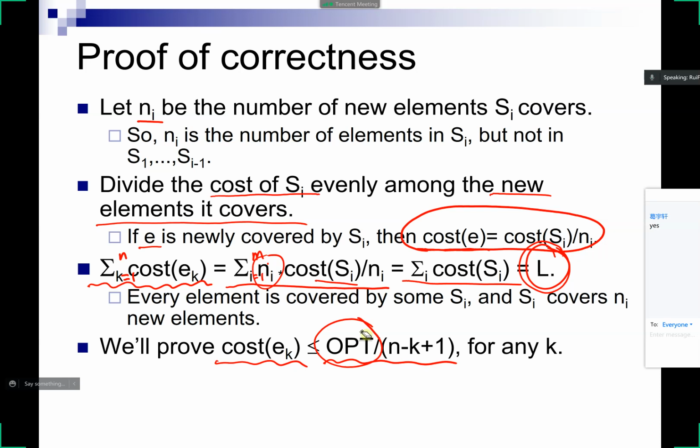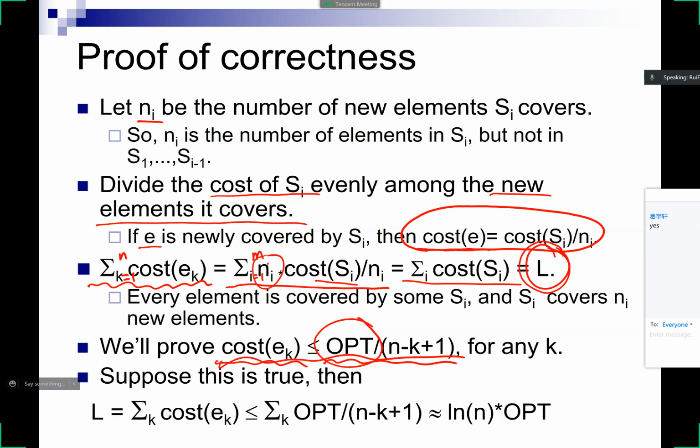Okay, so now why do we want to prove this statement over here? It's because if we have this statement, then we know that the total cost of our cover is just equal to the sum of all of these per element costs, right? That's what we said over here. And if we can prove this bound, then the cost of ek is going to be at most opt divided by m minus k plus 1. And so now you can just take the opt out from over here.